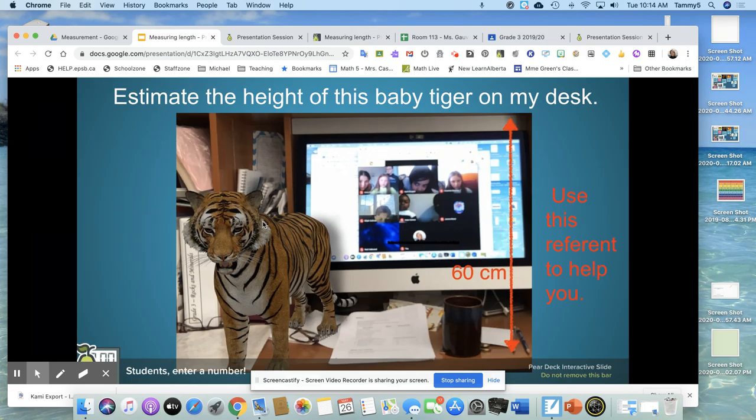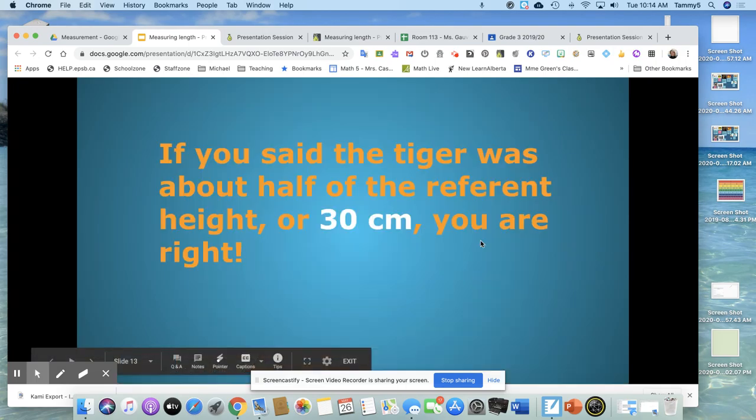So remember, we talked about this before. The height of the tiger, we're looking at how tall the tiger is from his paws up to his back. So if you eyeball this, you should see he's about half of the referent. So it would be about 30 centimeters the height of the tiger. Okay, so half of 60 is 30 centimeters.